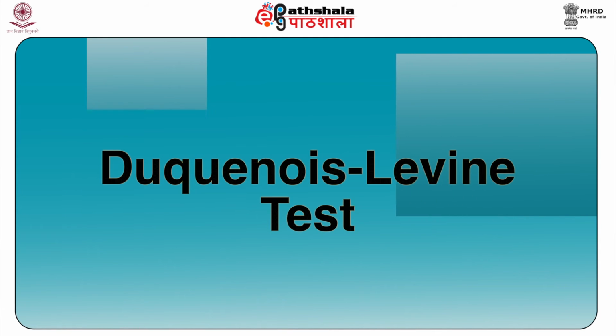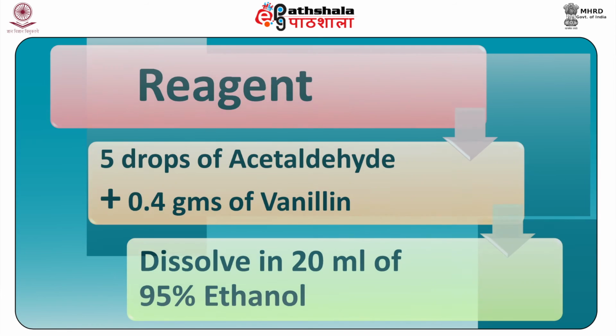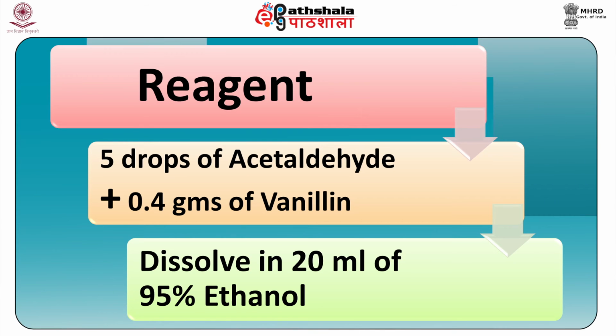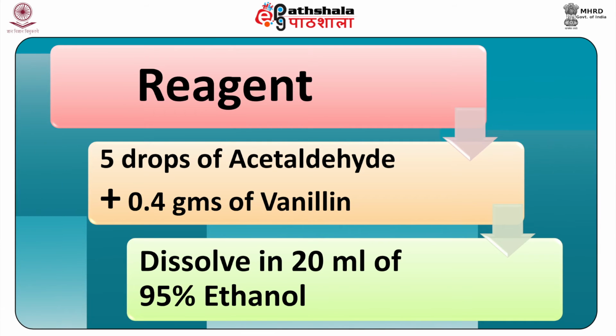Next is Duquenois-Levine test. First is preparation of reagent. 5 drops of acetaldehyde and 0.4 grams of vanillin are dissolved in 20 ml of 95% ethanol.